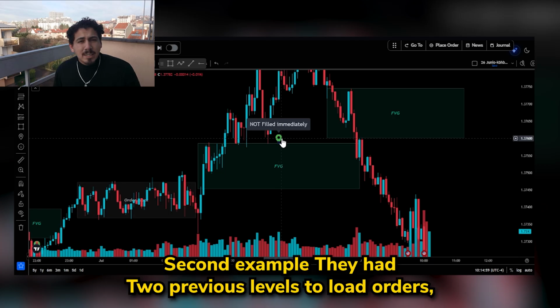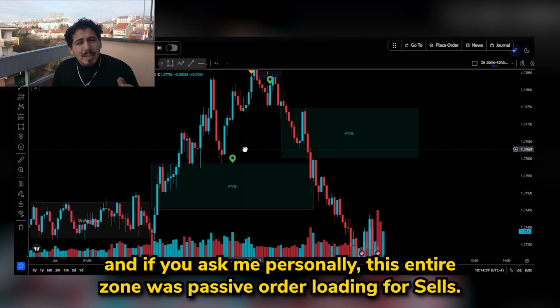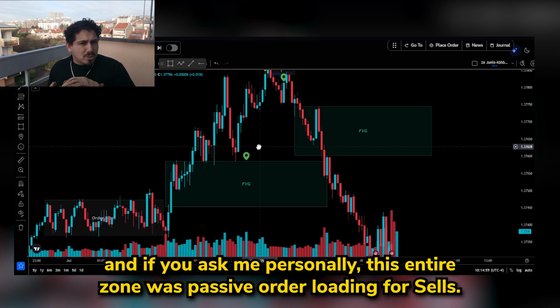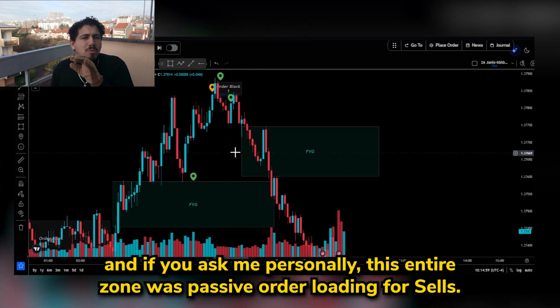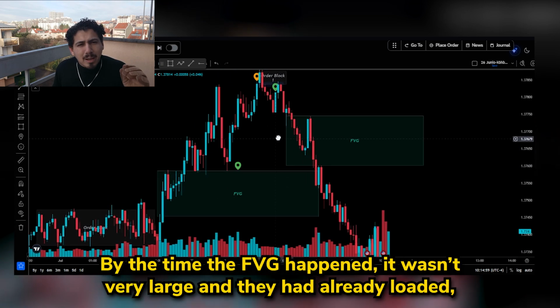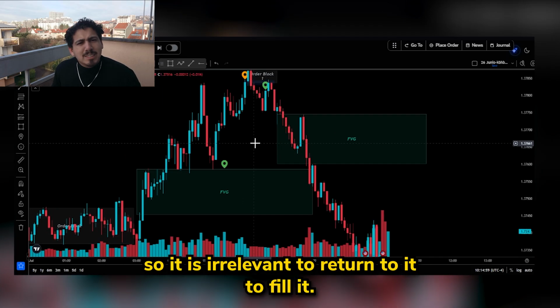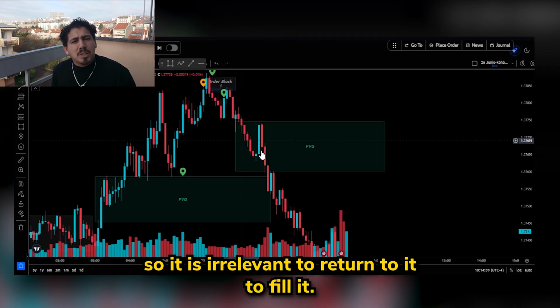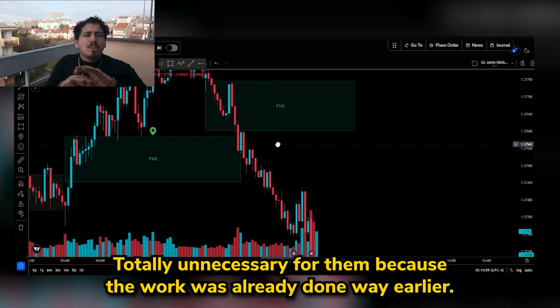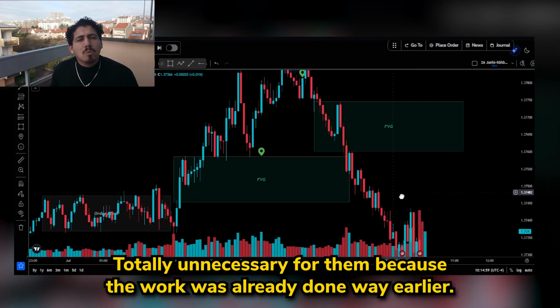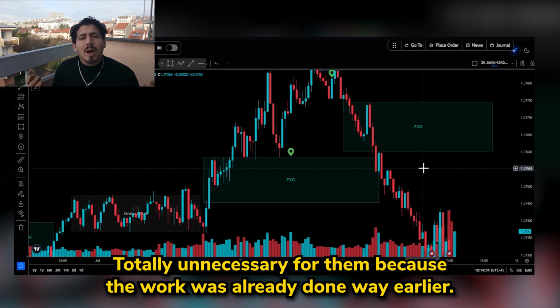Simple as that. Second example: they had two previous levels to load orders, and if you ask me personally, this entire zone was passive order loading for sales. By the time the fair value gap happened, it wasn't very large and they had already loaded. So it is irrelevant to return to it to fill it. Totally unnecessary for them because the work was already done way earlier.